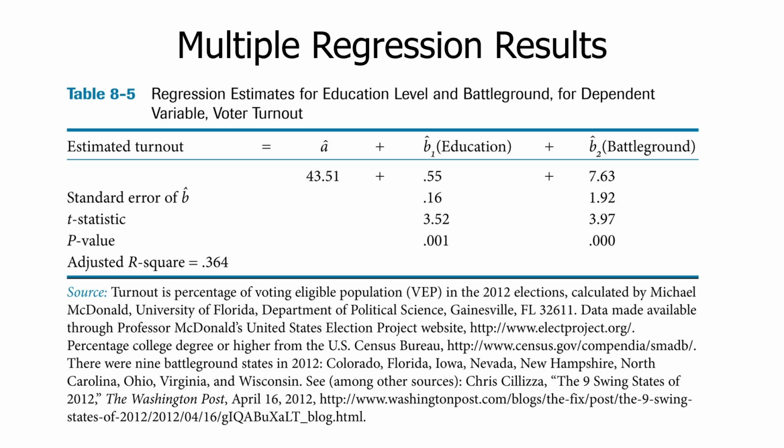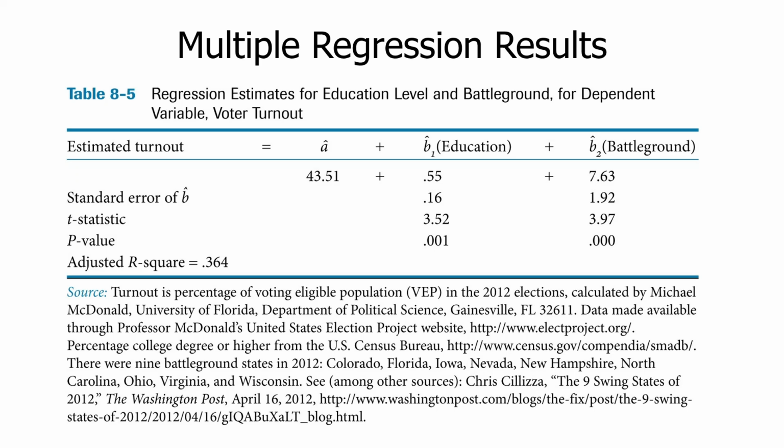The standard error is relatively small compared to the coefficient. We have a large t-statistic, 3.52, and a small p-value. So we would say yes, education continues to affect turnout; its partial effect is significant. Same for battleground. The dummy variable here, the estimate returned is 7.63 points. So on average, battleground states have turnouts that are 7.63 points higher than non-battleground states, controlling for education. You may recall in the bivariate, I believe that effect was a little bit over 8 points.